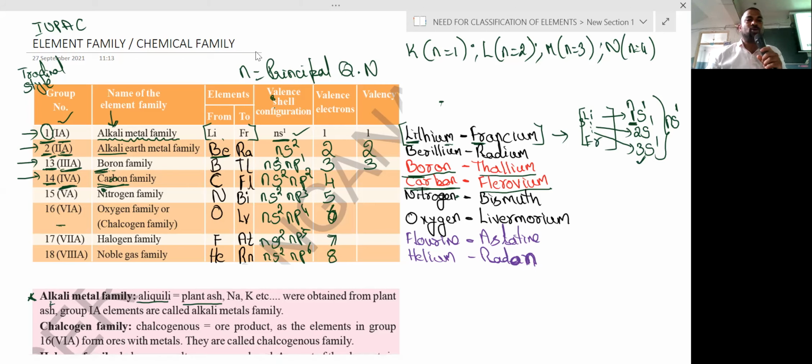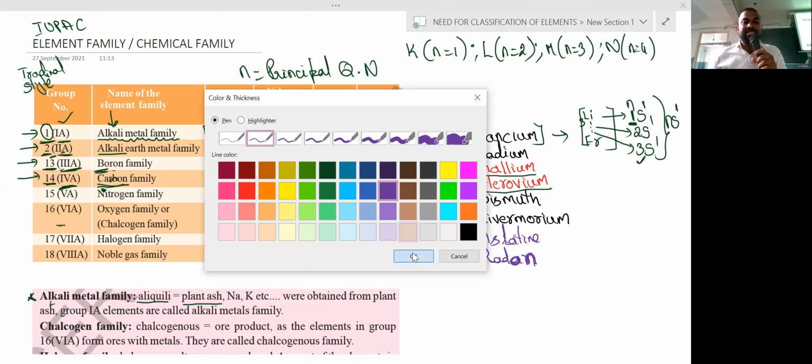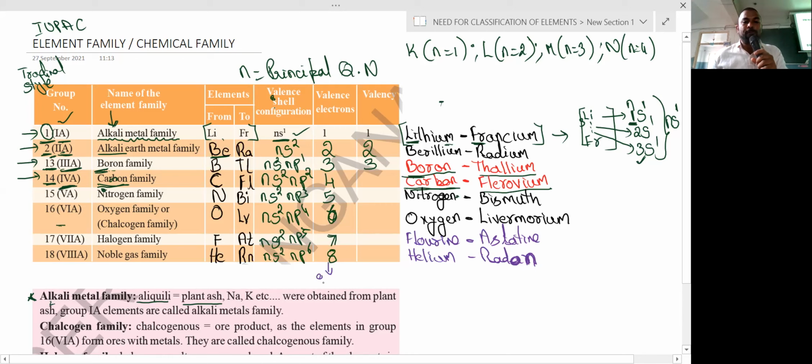So, if you check, what are valence electrons in that group? The logic is that the group number itself is the valence electrons. If it is the fourth group, how many valence electrons? 4. If it is the sixth group, how many valence electrons? 6. If it is the eighth group, how many valence electrons? 8. The group number itself is the valence electrons.